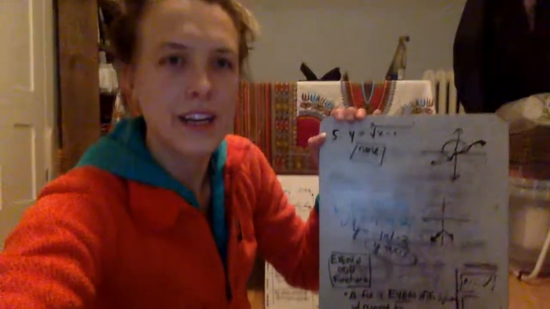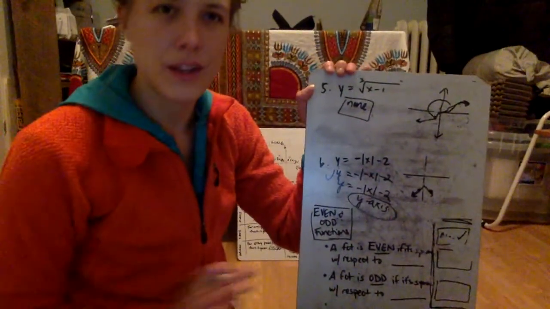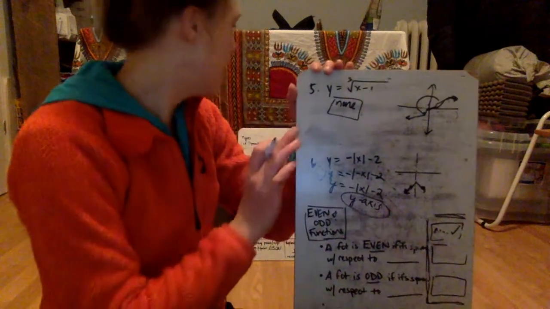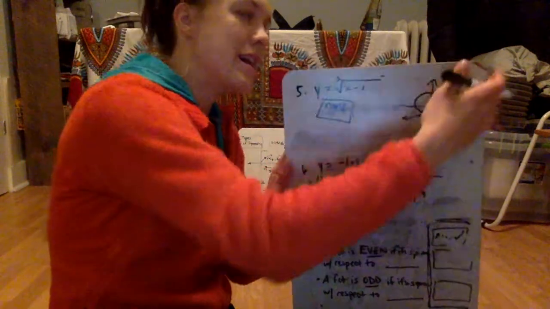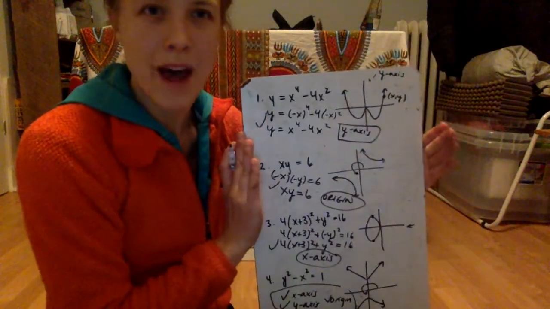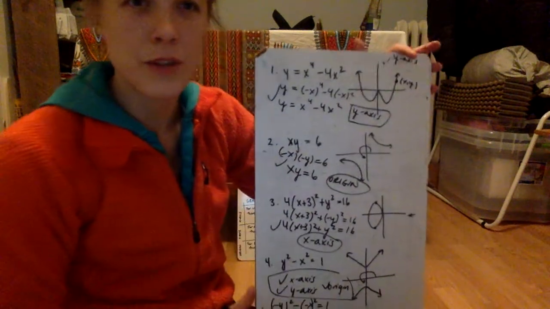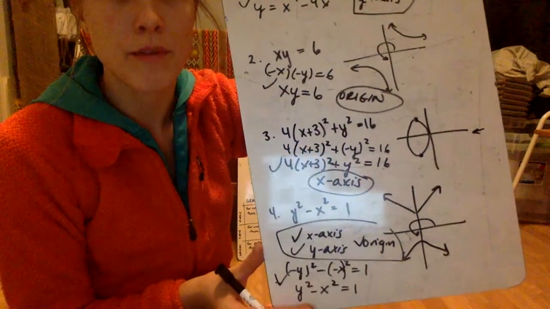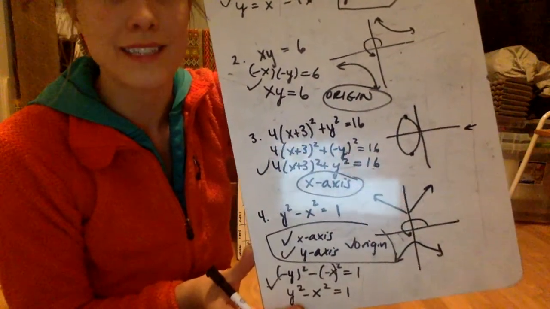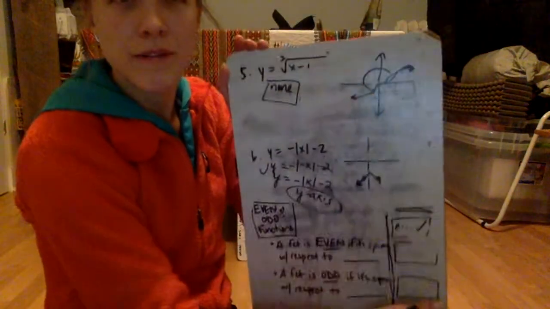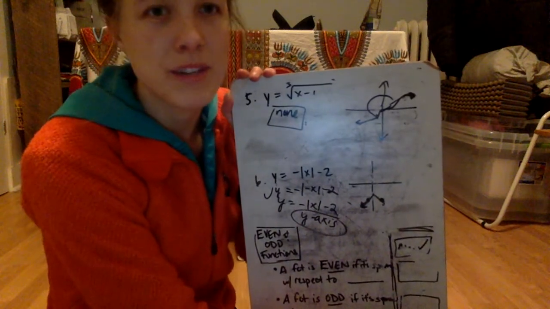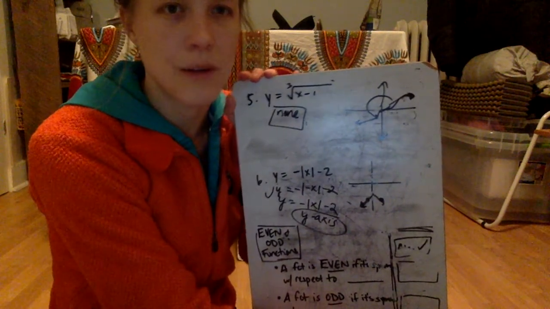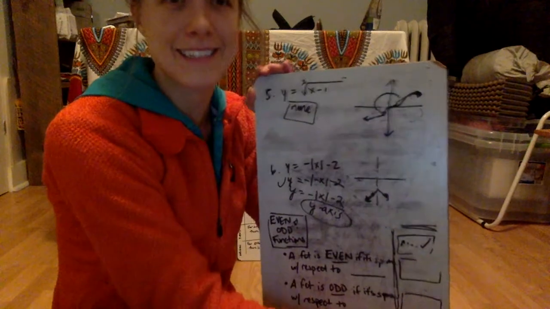All right, I would encourage you to pause it and look through these answers. For number 1, we got y-axis symmetry. For number 2, we got origin symmetry. For number 3, we got x-axis. For number 4, we got x-axis, y-axis, and origin. For number 5, we got none. And for number 6, y-axis.